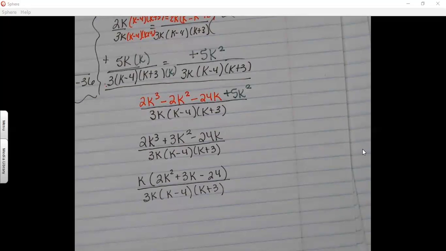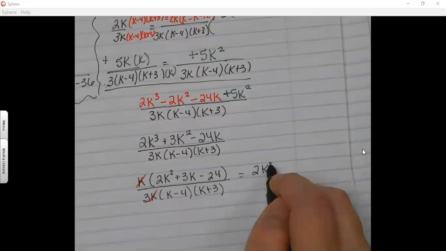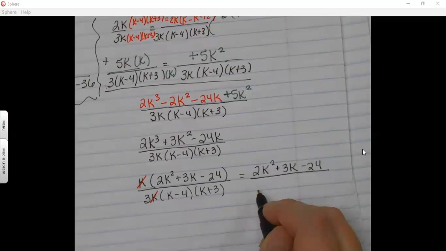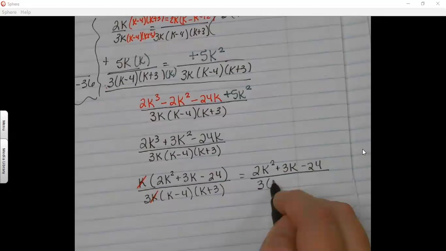Isn't there a k in the numerator and a k in the denominator, and they're both monomials, which is what I just said we would cancel if we factored it out? So is there anything else I can do? Yeah, I gotta cancel out these k's. They're both monomials, so I can do that. So I'm left with, in the numerator, 2k squared plus 3k minus 24 quantity divided by, don't forget, you still have that 3 times the quantity of k minus 4 times k plus 3. And again, it did not ask you to state any excluded values.